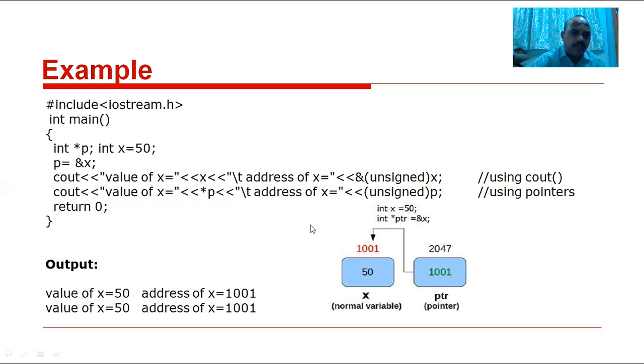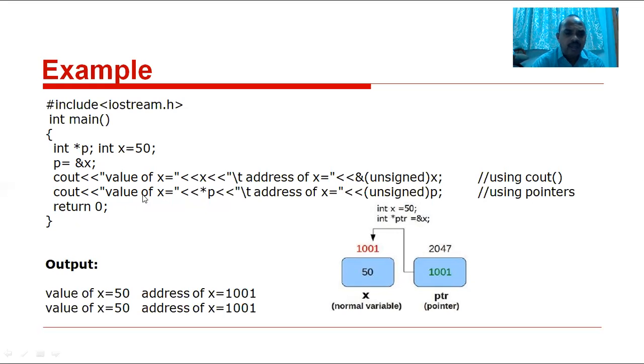Then the integer main function, integer asterisk p, where p is a pointer variable, and x equal to 50, where x is an ordinary variable. Clear? Where p equal to ampersand x, the ordinary variable's address is assigned into the pointer variable. Clear?